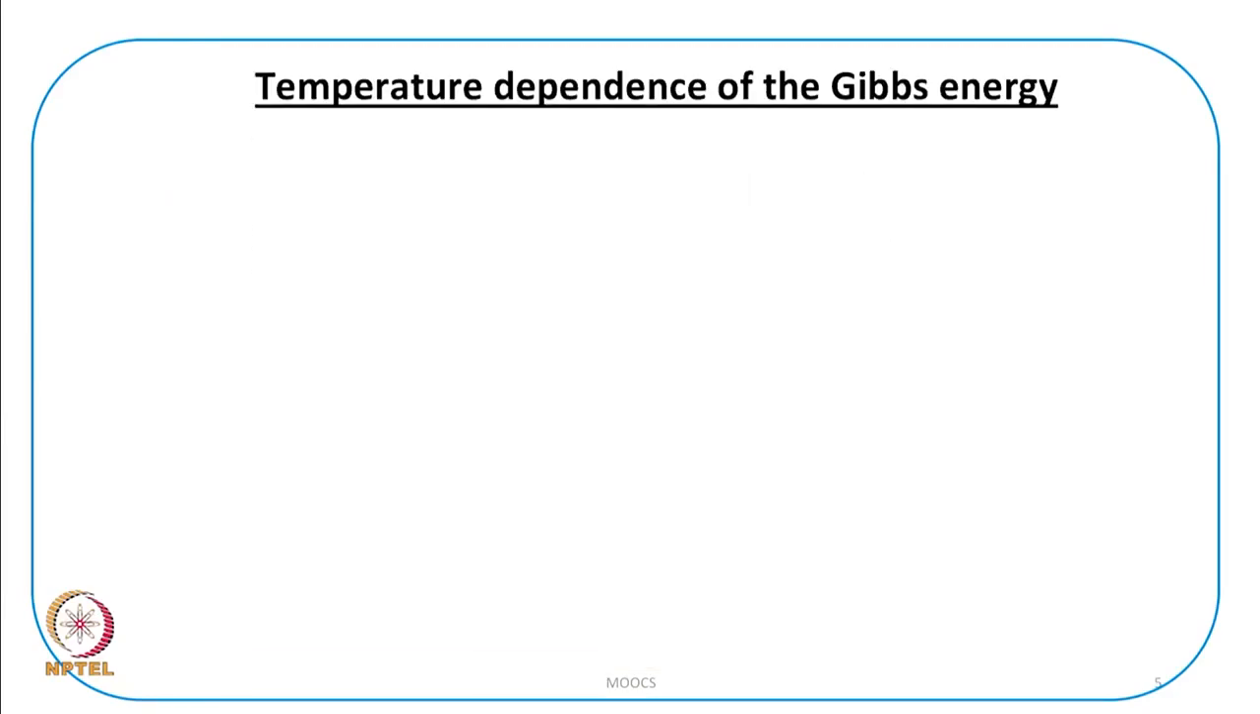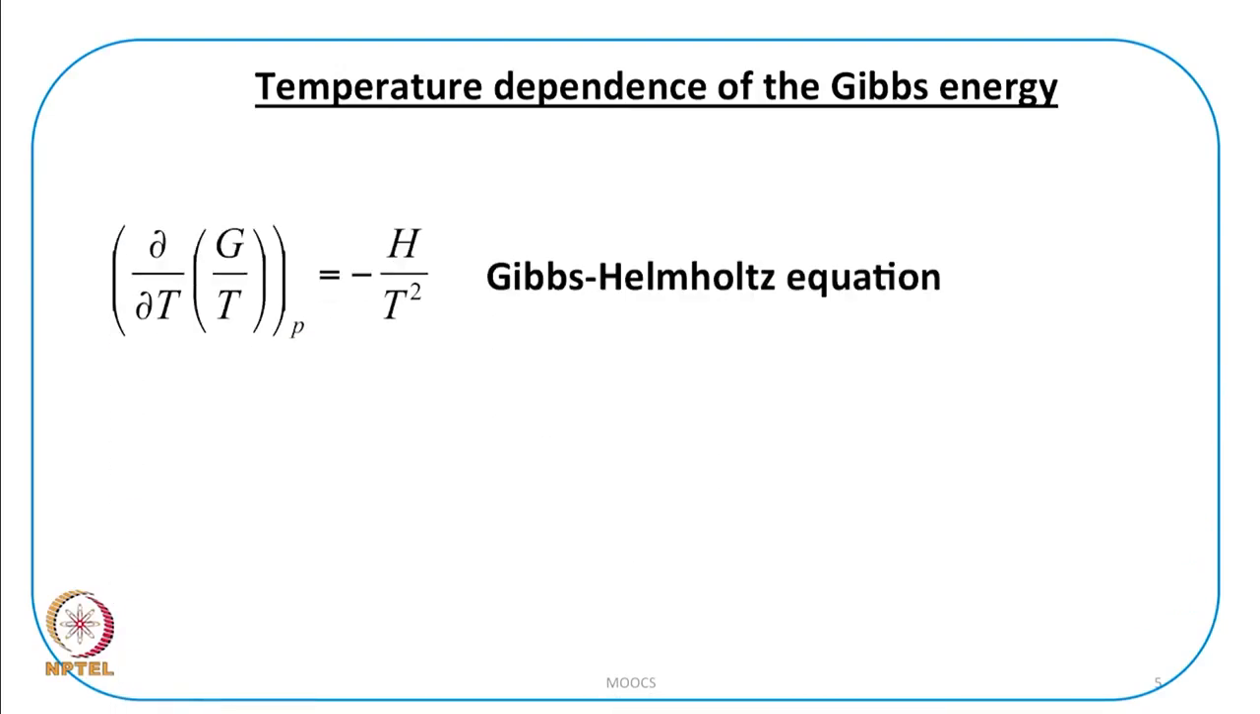Now, let us discuss a little more on temperature dependence of Gibbs energy. Temperature dependence of Gibbs energy can give rise to very important thermodynamic relations. For example, Gibbs-Helmholtz equation, which is the temperature derivative of G by T at constant pressure is equal to minus H by T square, where H is enthalpy.